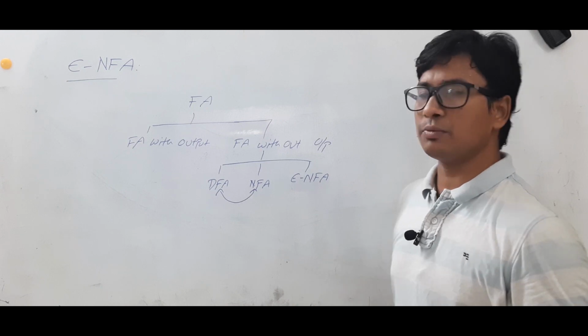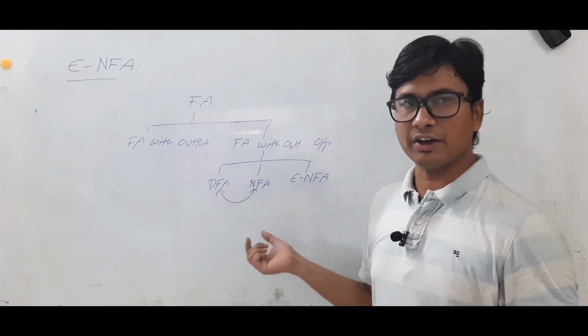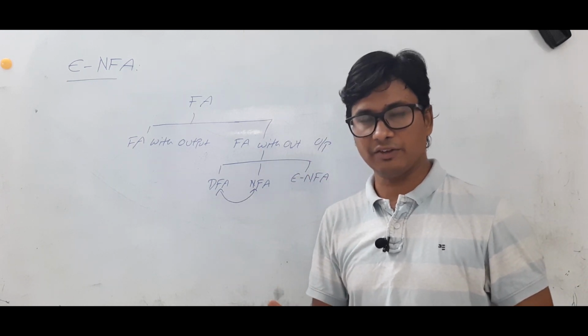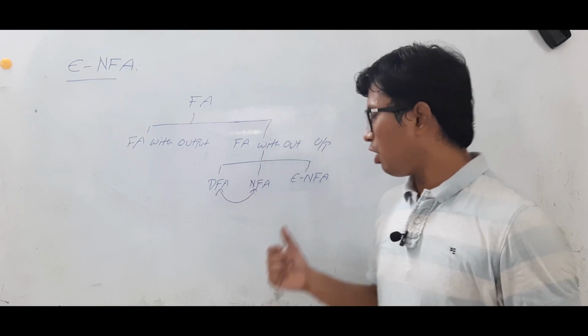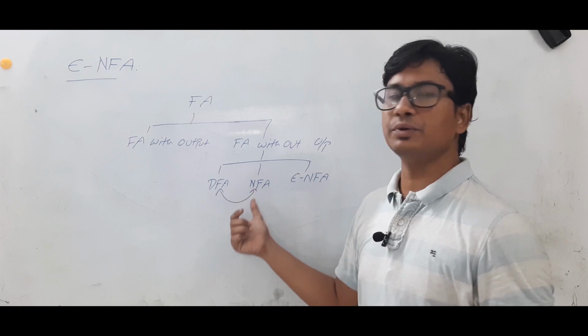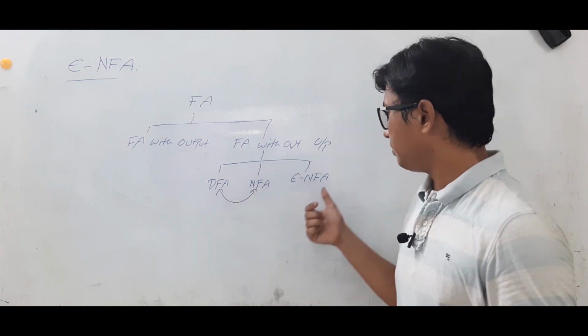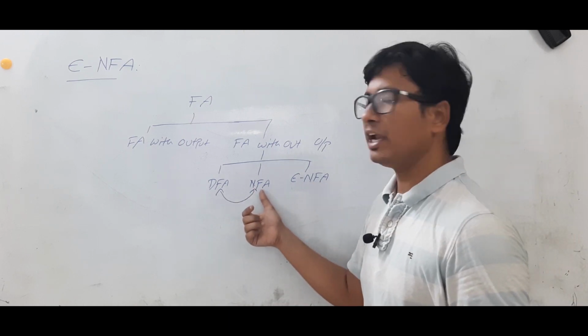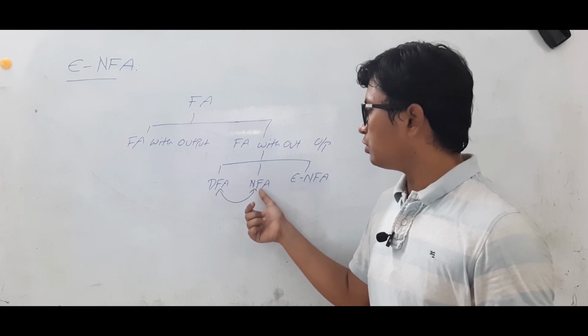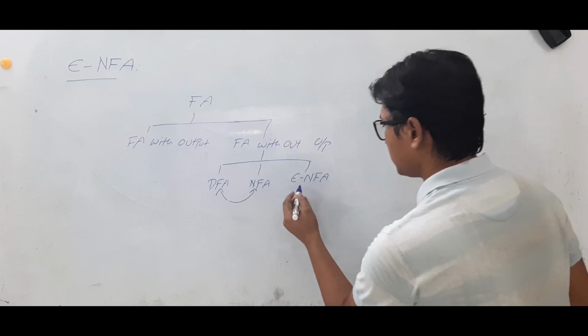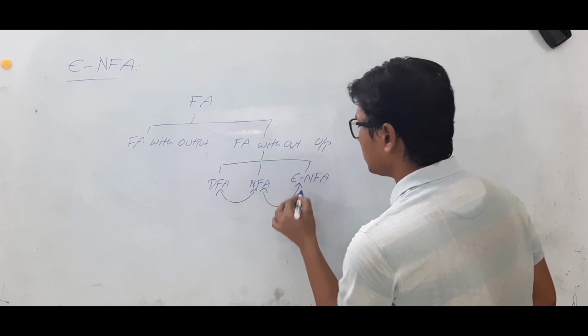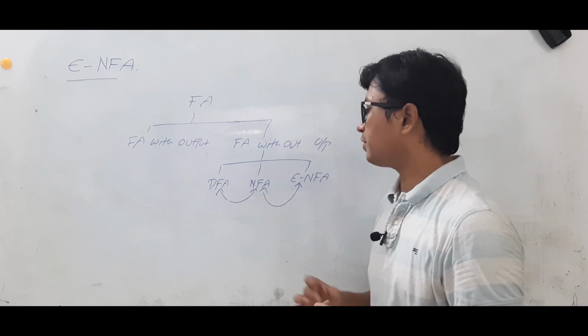Now we will discuss the third variant, which is Epsilon NFA. We will discuss what an Epsilon NFA is, how to represent an Epsilon NFA, and how to convert from an Epsilon NFA to a DFA or NFA. Meaning, Epsilon NFA to NFA we will discuss. Already you know the procedure for converting an NFA to DFA. Is it clear? So after that we will discuss converting an Epsilon NFA to an NFA.